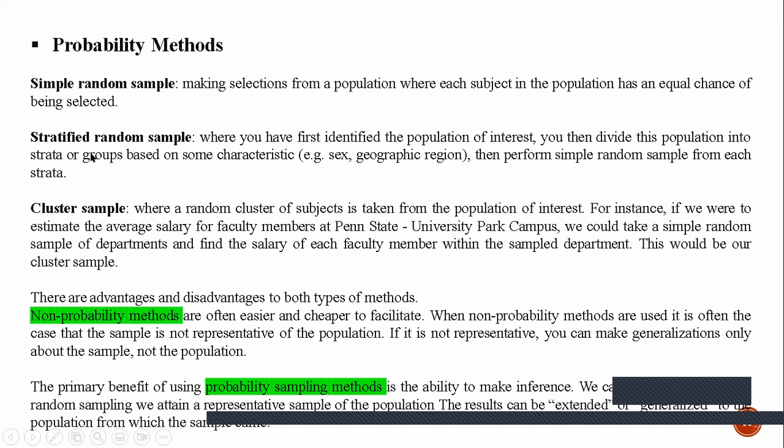If I go through these three one by one in brief, the simple random sample means making a selection from a population where each subject in the population has an equal chance of being selected.